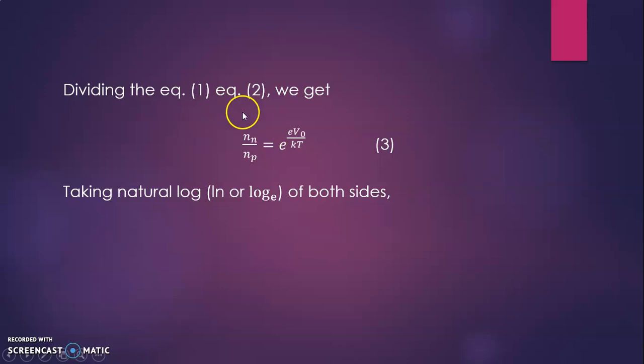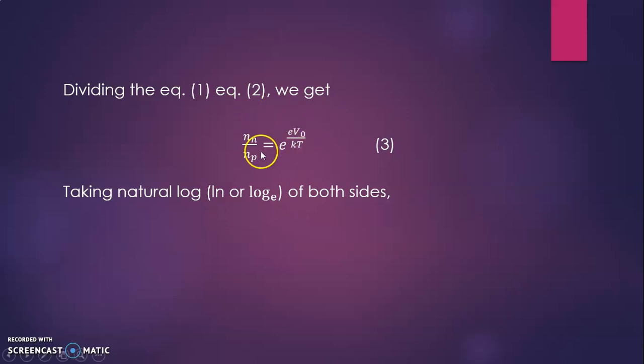Now to remove this exponential part, we are going to take the natural log, that is, in short, writing it as ln or log to the base e, of both sides.